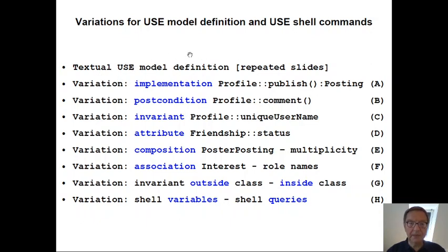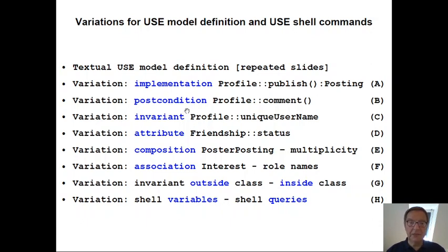The slides shortly repeat the complete textual use model definition, the 6 slides on which the model is defined. We will jump back to these slides when necessary. I have listed here the first group of variations, and in blue you see what the variation of the model is about. The first variation is about an alternative implementation for an operation that still satisfies the given pre- and post conditions.